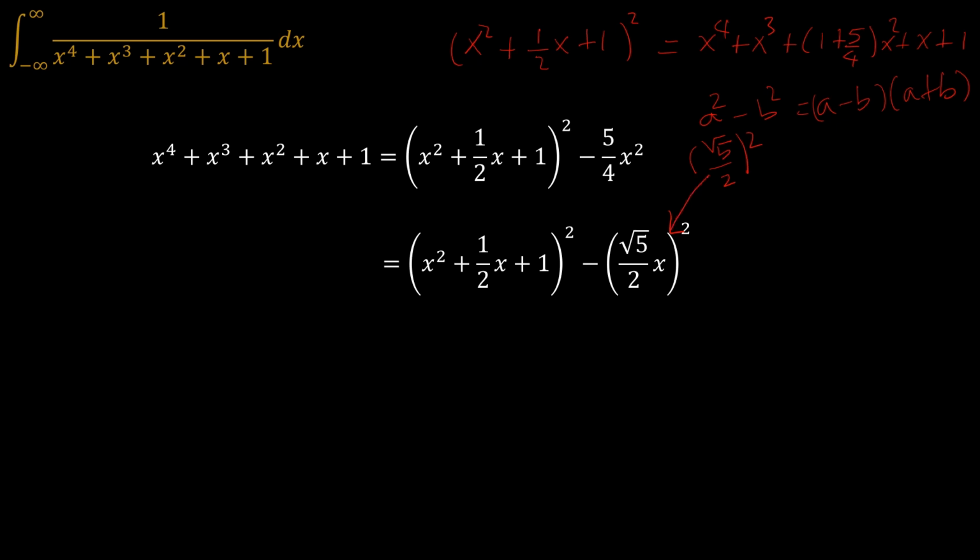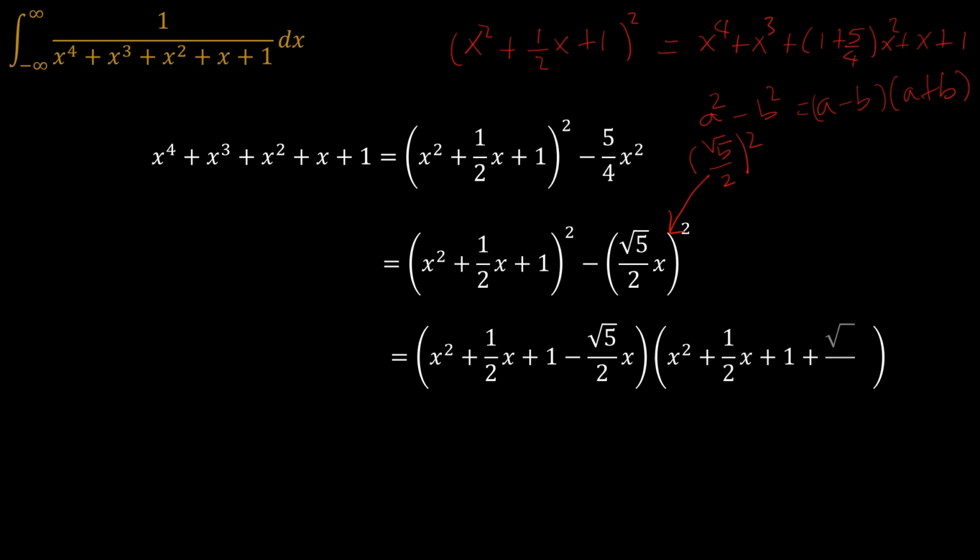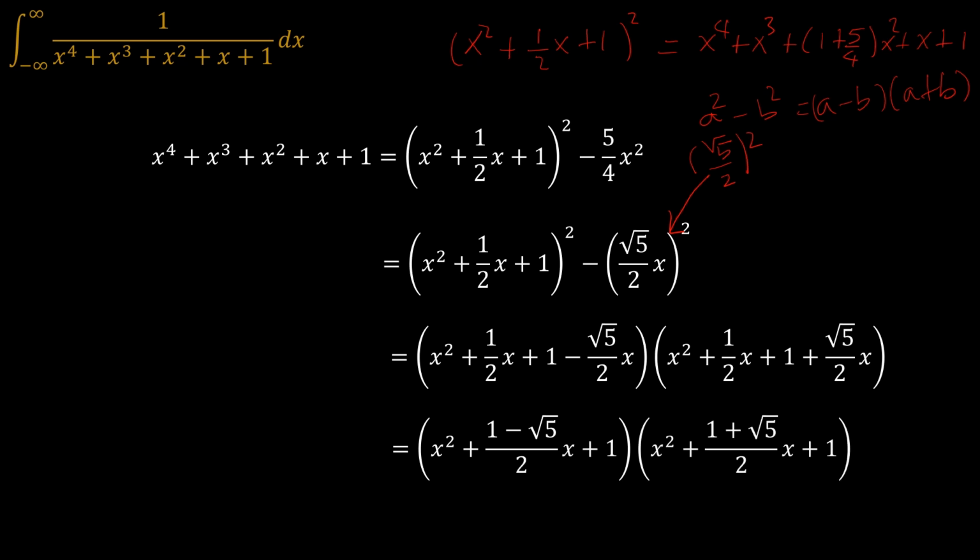And so now a minus b is going to be x squared plus a half x plus 1 minus root 5 over 2 x. A plus b is x squared plus a half x plus 1 plus root 5 over 2 x. Now I would like to collect the like terms together. So for example, the negative root 5 over 2 x combined with half x. So that becomes (x squared plus (1 minus root 5) over 2 x plus 1) times (x squared plus (1 plus root 5) over 2 x plus 1).